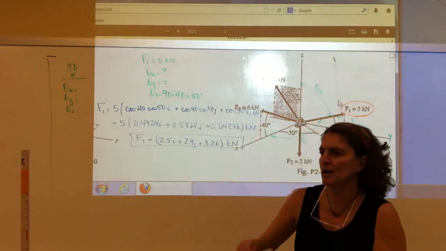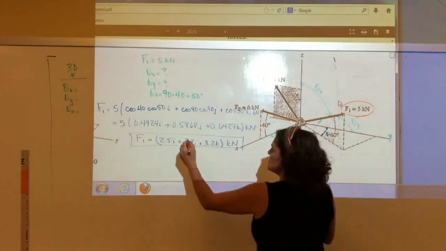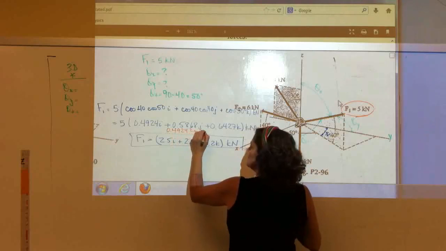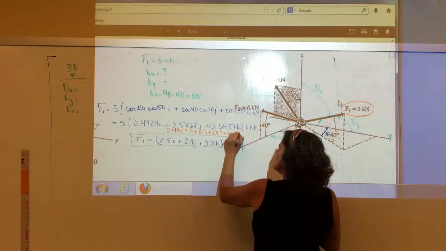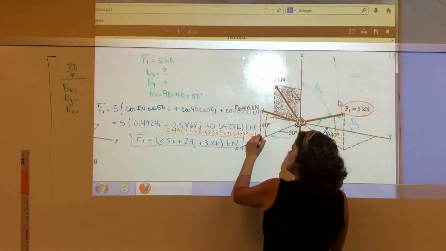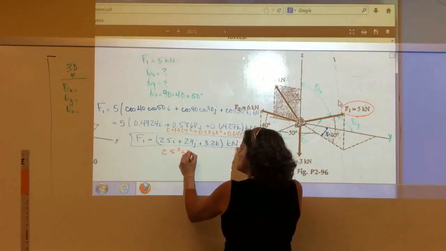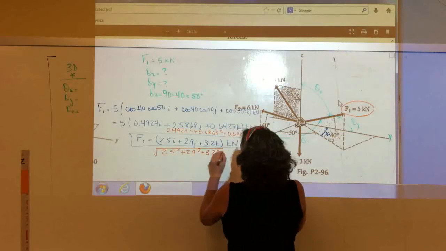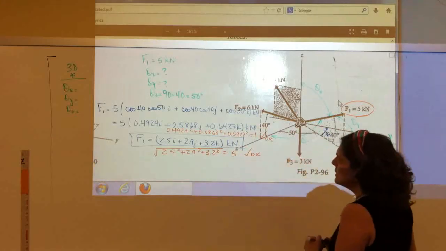So how about our checks? 0.4924 squared plus 0.5868 squared plus 0.6427 squared equals 1, and it checks. 2.5 squared plus 2.9 squared plus 3.2 squared under the radical equals 5, and that checks as well.